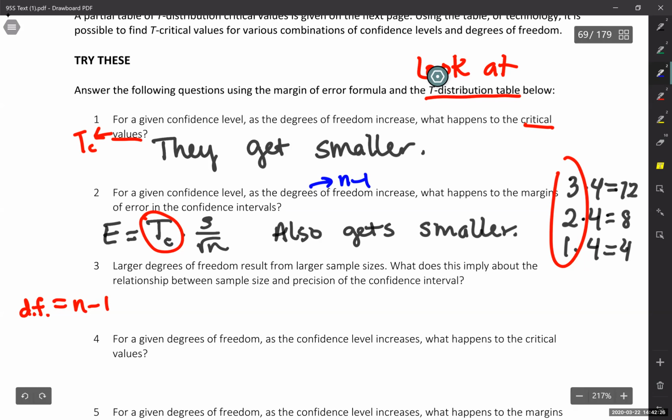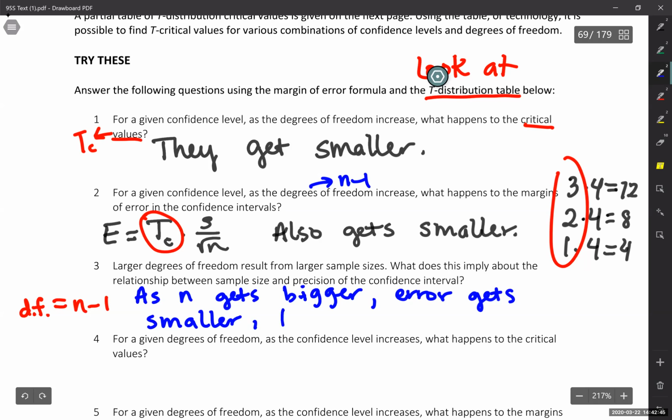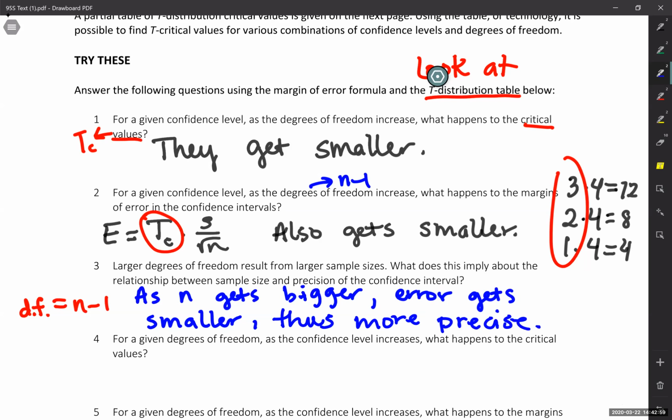So as n gets bigger, the error gets smaller, and the smaller the error, the more precise the interval. So the bigger the sample size, the smaller the error. If the error is smaller, then the interval itself will be more precise or more accurate.